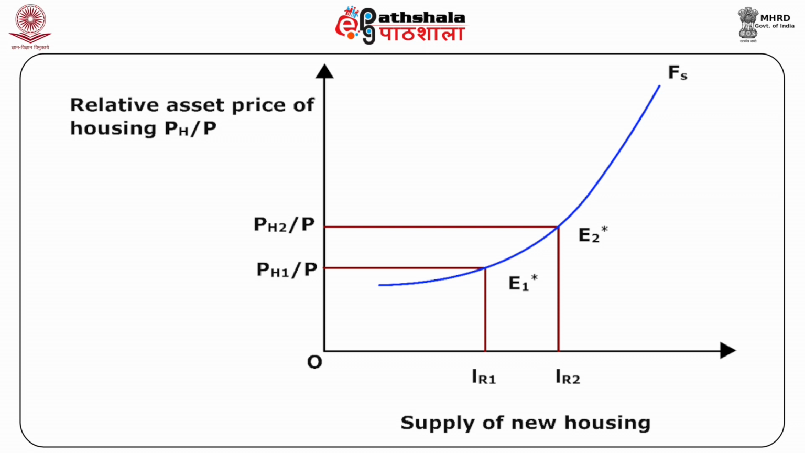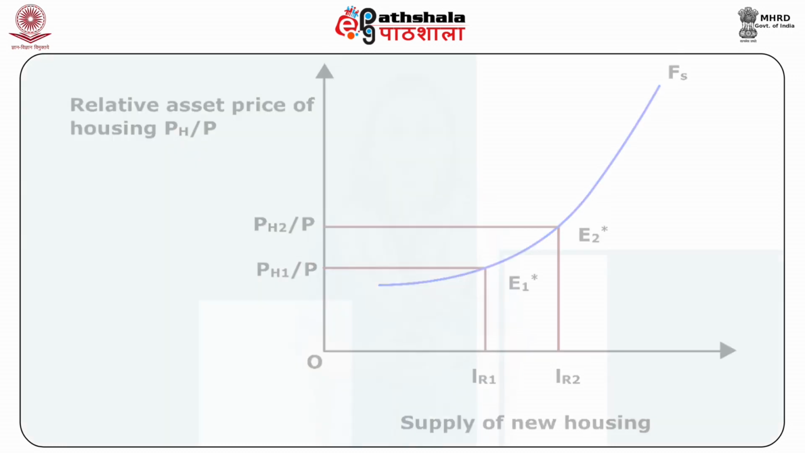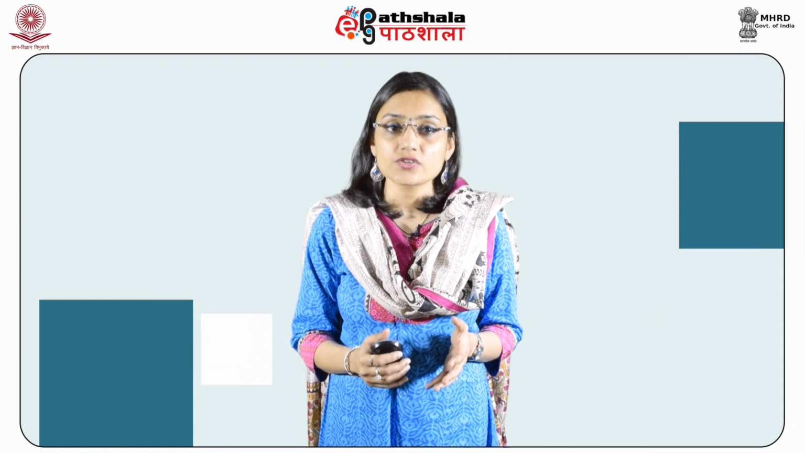Assume that the interest rate, that is the rate that potential house owners can earn by investing elsewhere, falls. Then the demand for housing increases from D1 to D2 and the relative price of housing rises from PH1 by P to PH2 by P. This increase in relative price of housing in turn increases the supply of new houses from OIR1 to OIR2. The demand curve shifted because of the change in the interest rate.